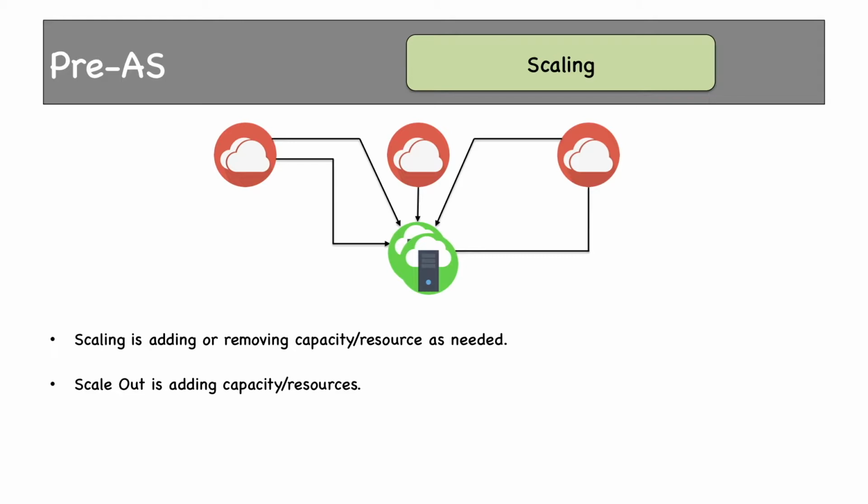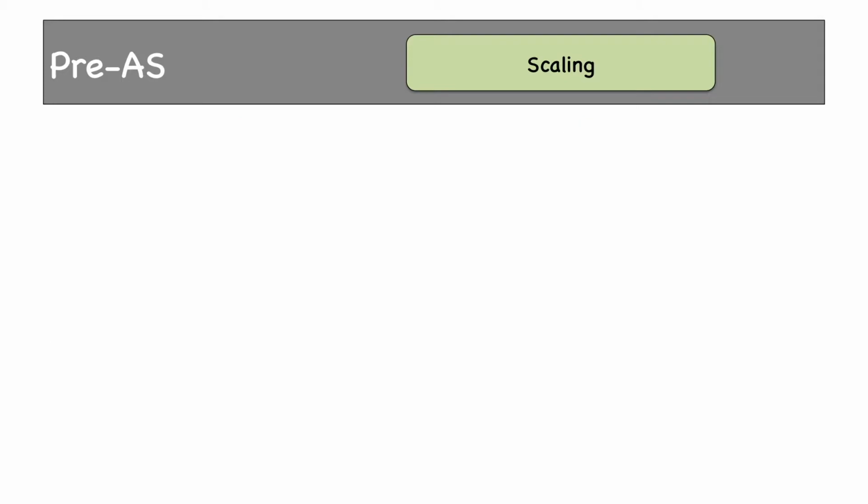Scale out is adding capacity or resources. When the number of servers got added, that was a scale out event. Scale in is removing capacity and resources. When the servers were removed, that was a scale in event. There are two types of scaling, vertical and horizontal. Let's see the types of scaling. We have two types of scaling, vertical and horizontal.